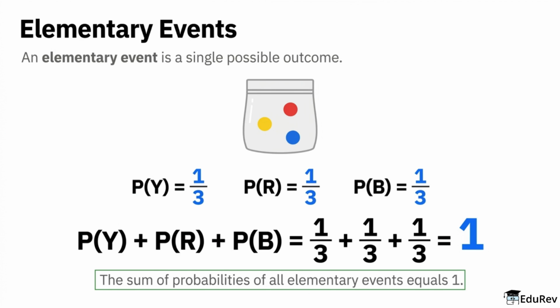A vital rule of probability is that the sum of the probabilities of all elementary events in an experiment always equals exactly 1. As you can see, 1/3 plus 1/3 plus 1/3 perfectly equals 1. Because everything must add up to 1, we can use a clever shortcut to find the probability of something not happening.